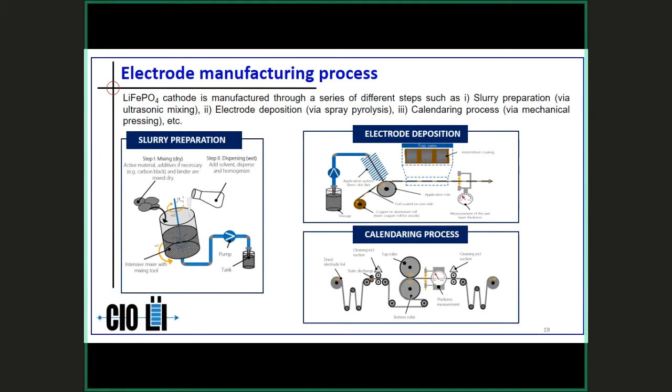So the problem with this manufacturing process is that the active material, this is the lithium iron phosphate, has to be in physical contact with solvents, with binders, and also with the rollers. The problem with that is that they will contaminate the chemical composition of the cathode, and therefore, if the cathode is contaminated, it will affect the battery performance.